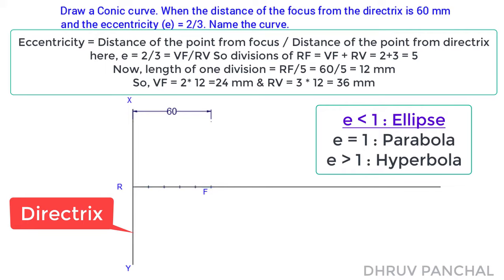Now divide line RF into 5 equal parts and mark point V as per calculation from eccentricity. Here eccentricity is 2/3, which is less than 1, so the conic curve will be an ellipse.